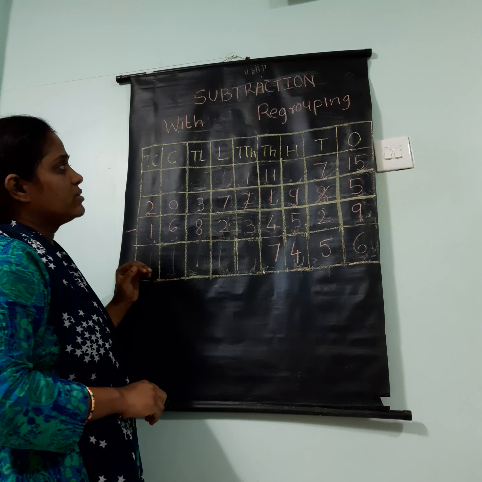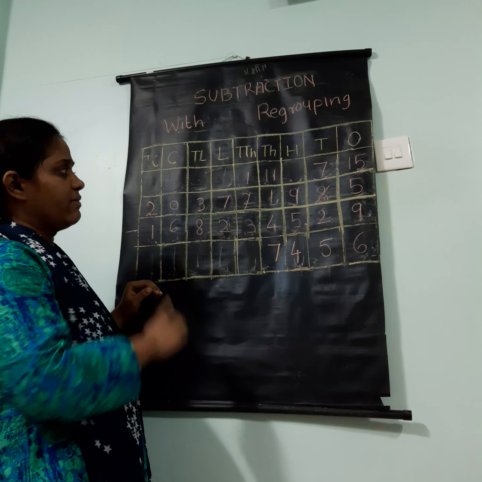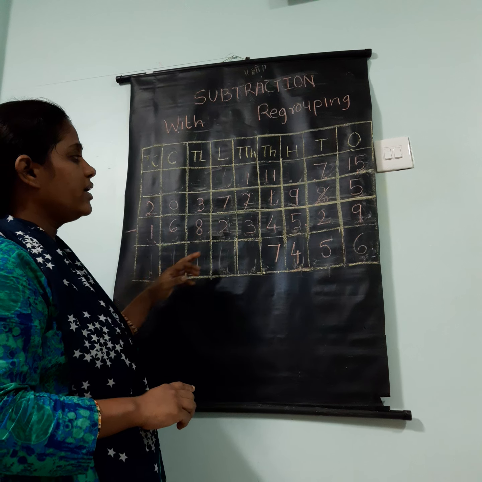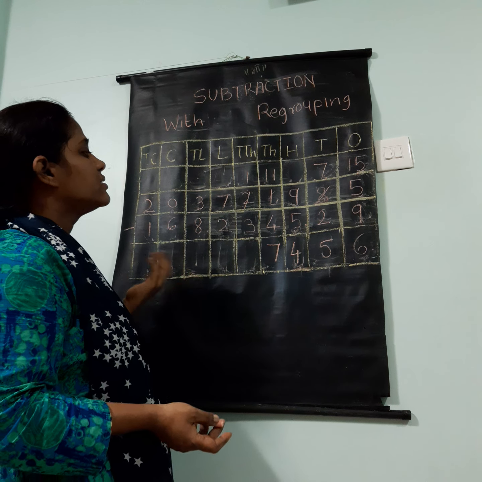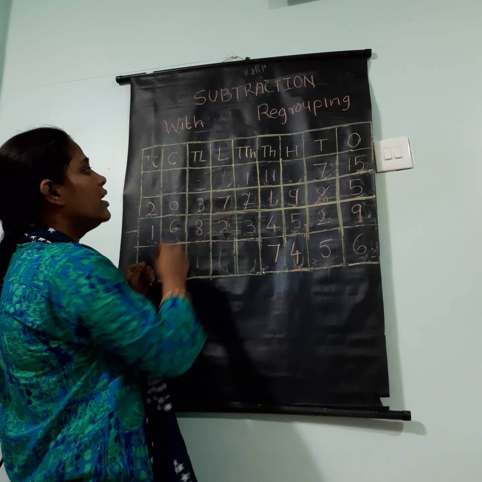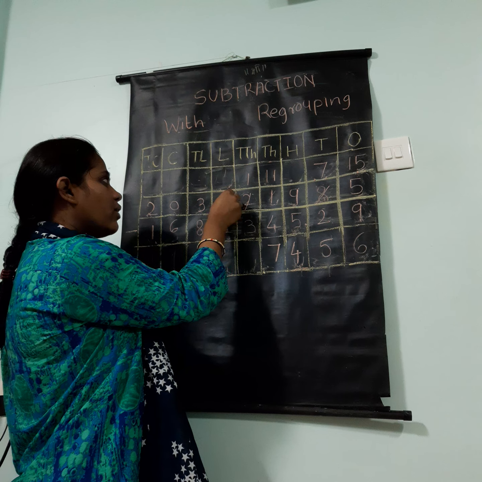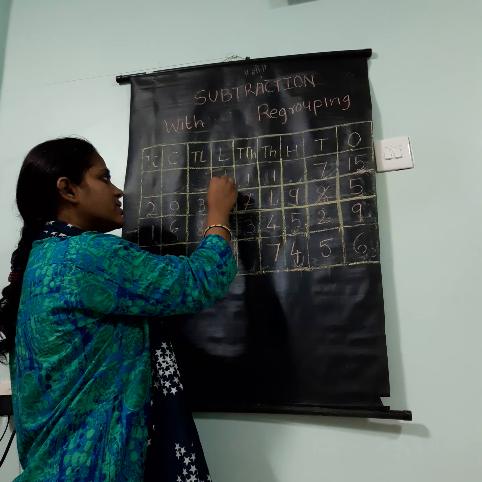Coming to the 10,000s place now. In the 10,000s place, you have 1 ten-thousand, but you need to take away how many? 3 ten-thousands. You can't do that, right? Here the subtrahend is more than the minuend. So you will come to the lakhs column. There you have 7 with you. So you will take 1 lakh from this 7 lakh. You will be left with 6 lakhs.